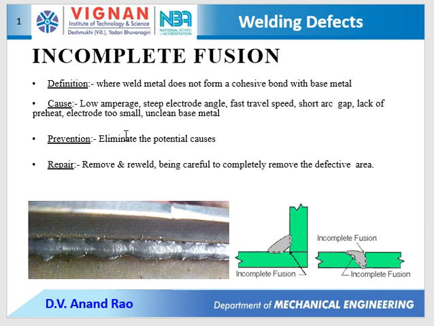And prevention is to eliminate the potential causes, in the sense if you clean base metal or if you preheat, if you do all these, if you eliminate all these causes, indirectly we can improve the welding without forming incomplete fusion defect. And in case of repair, remove and re-weld these incomplete fusion welded zones.